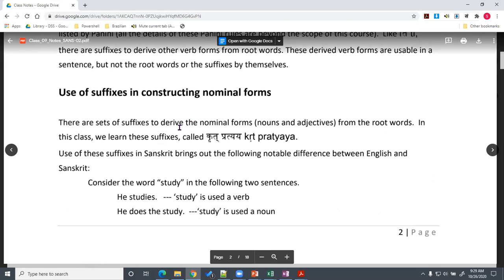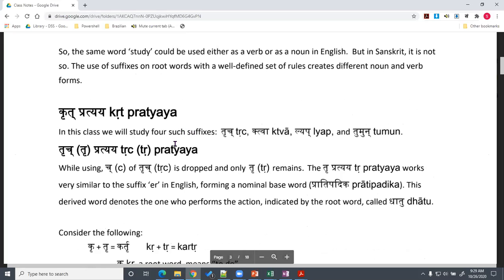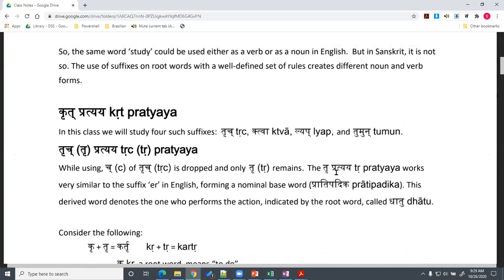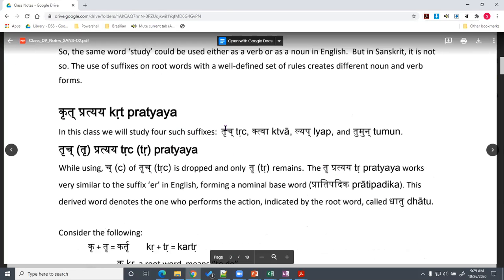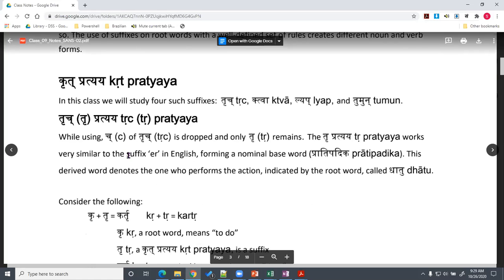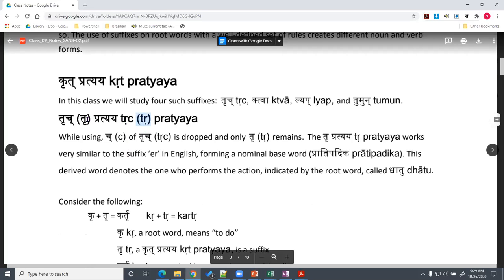So Krit Pratyaya is one suffix which makes the nominal words. There are some suffixes we saw, for example, Tita, Anti, that make the verbal forms, the Atmanepadi and Parasmaipadi suffixes. Krut Pratyaya is the one type of suffix which makes the nominal base forms. One of them we saw, Truch Pratyaya, and only Tru remains of the Truch.